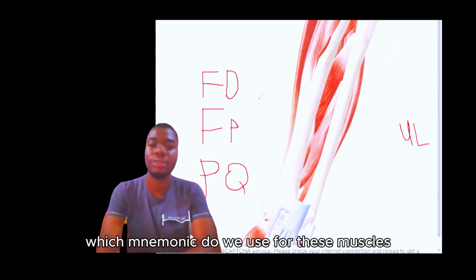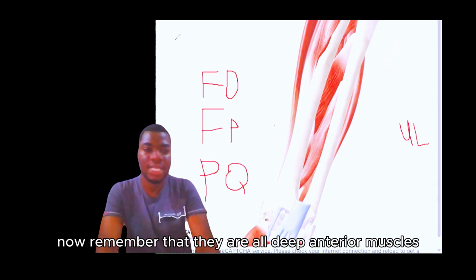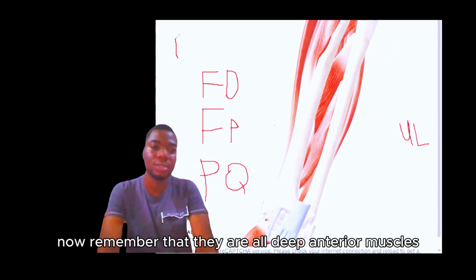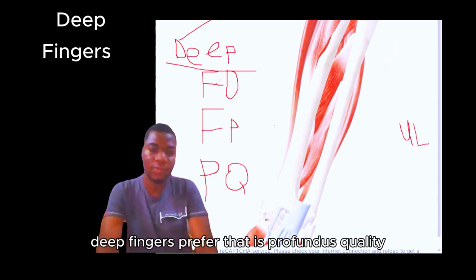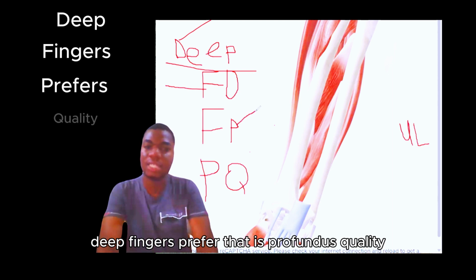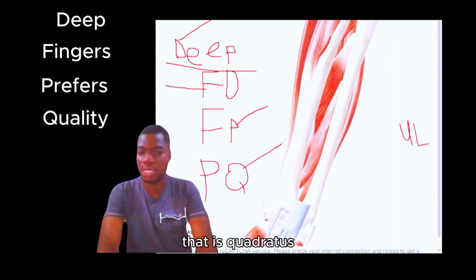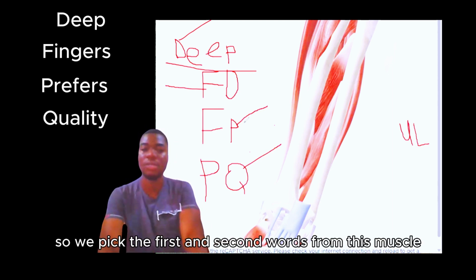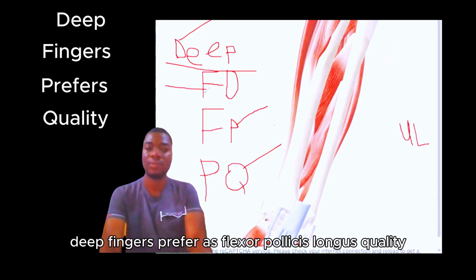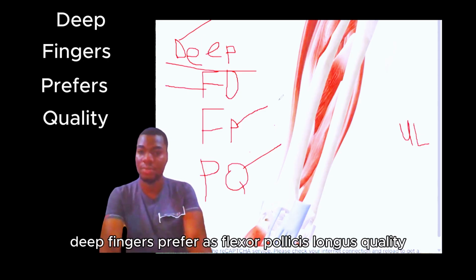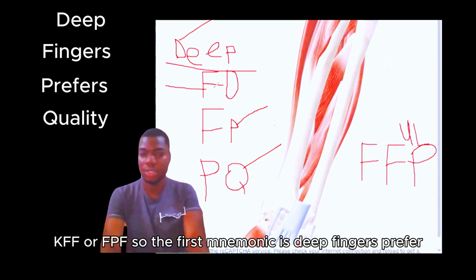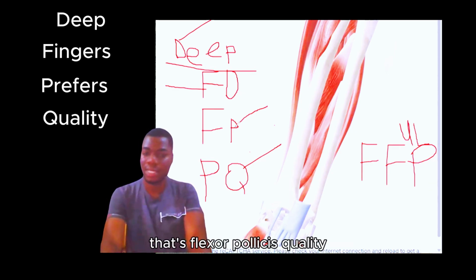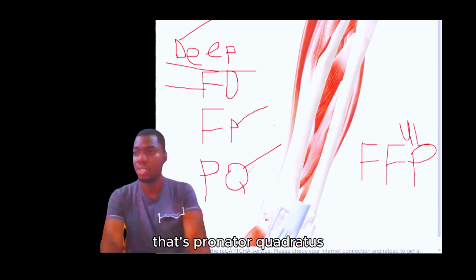Which mnemonics do we use for these muscles? Now remember that they are all deep anterior muscles. So the mnemonic for this is "deep fingers prefer quality": deep, that is profundus, and quality, that is quadratus. So we pick the first and the second words from each muscle. Deep fingers prefer, as in flexor pollicis longus, quality, so FPF. So the first mnemonic is deep fingers prefer, that's flexor pollicis, quality, that's pronator quadratus.